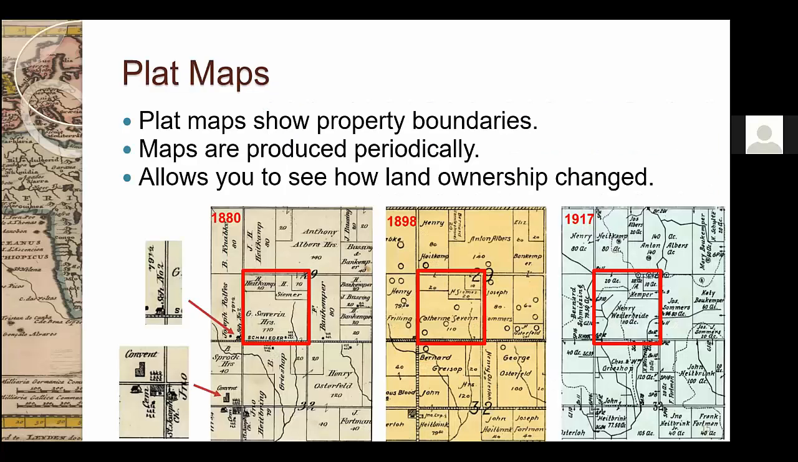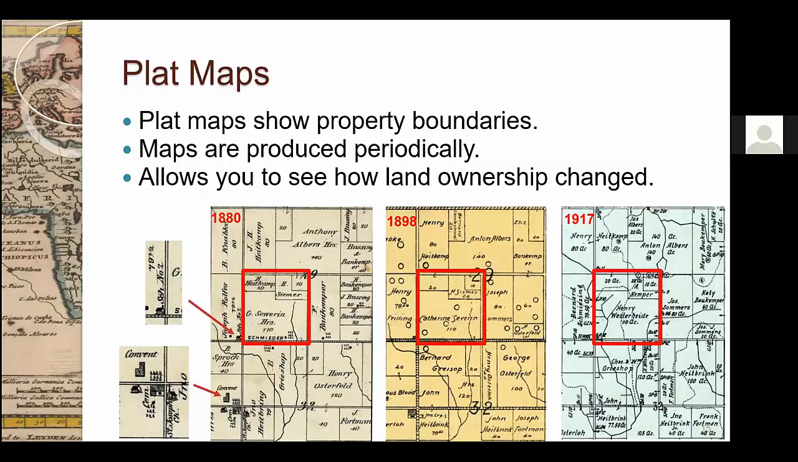And plat maps are another type of map that I really enjoy using. And these plat maps show the property boundaries. These were done periodically because the county that was doing the plat maps needed to know who owned what lands for tax purposes, for land ownership purposes. And so every few years they would update these maps so they could see who owned the lands.